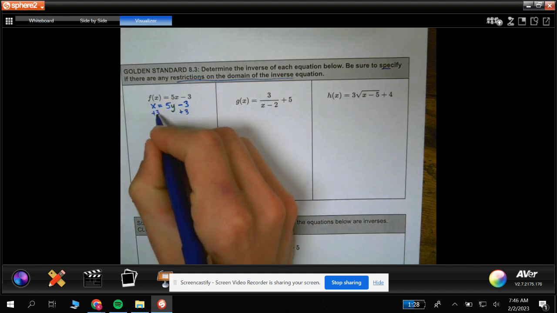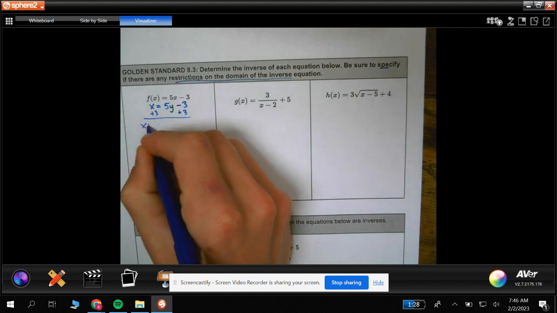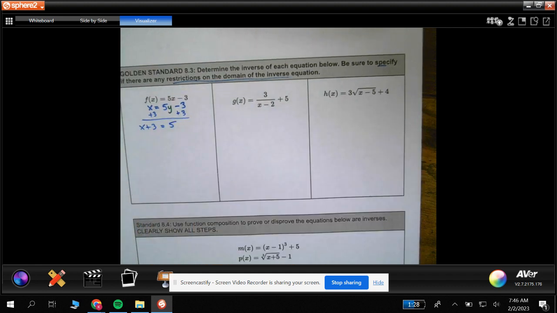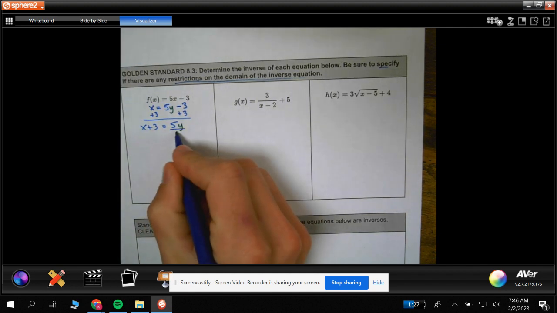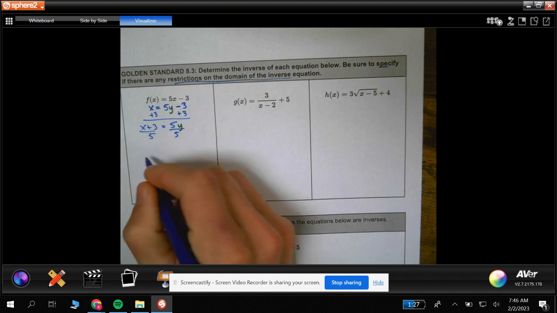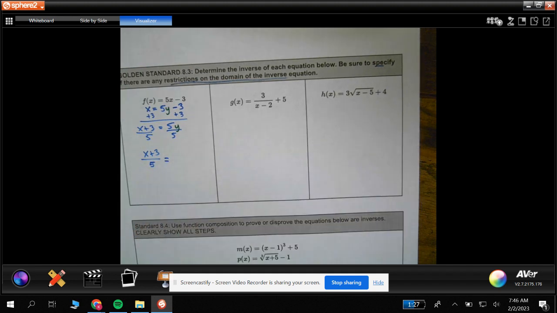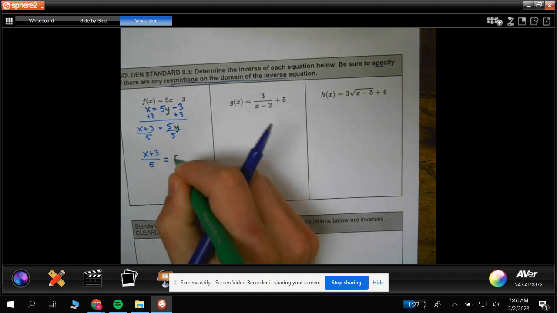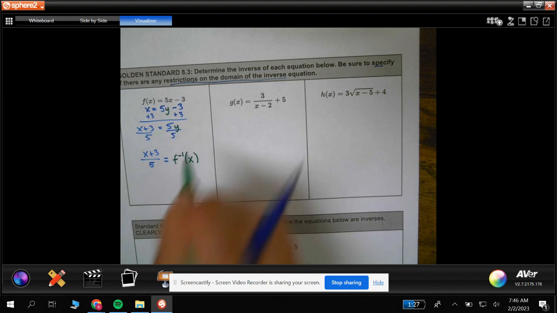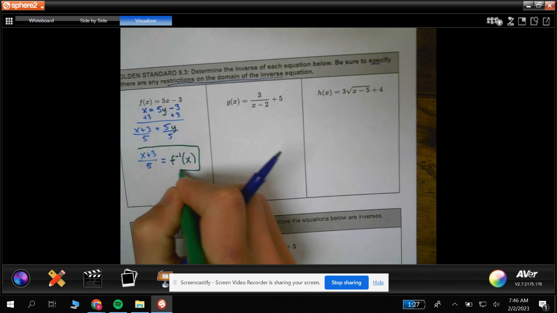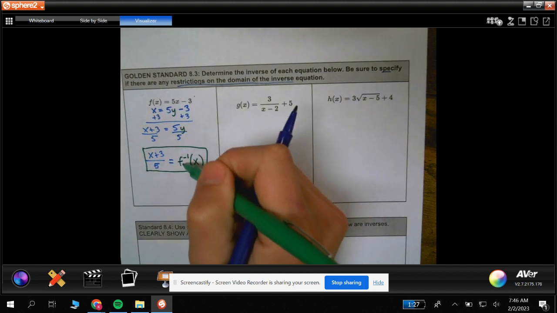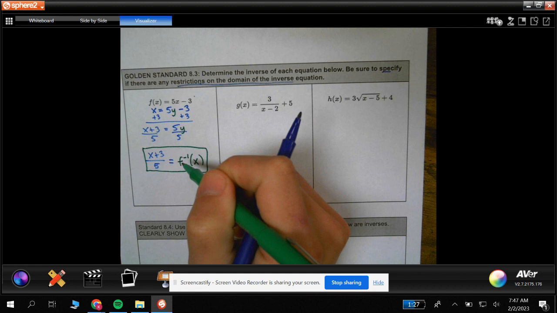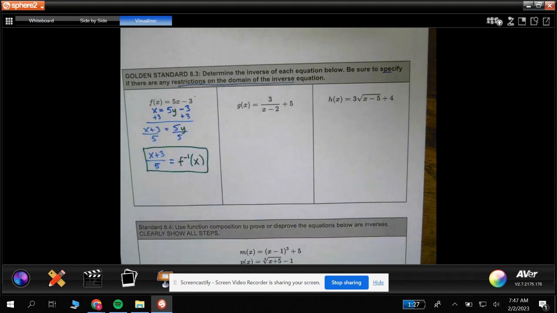Undo it one step at a time. Add 3 to both sides. We get x plus 3 equals 5y. We want to get the y by itself. So how do we undo this? What's the opposite of 5 times y? Divide by 5. So we get x plus 3 divided by 5 equals y, which is the same as inverse f of x. That is our inverse. Now we think about this. This is a line. No domain restrictions required.